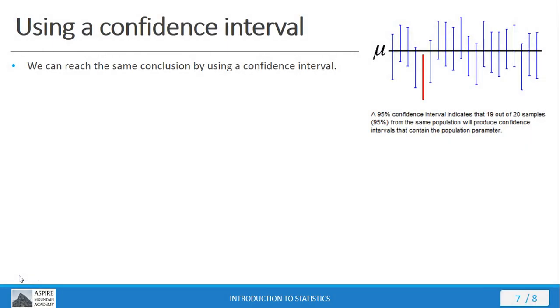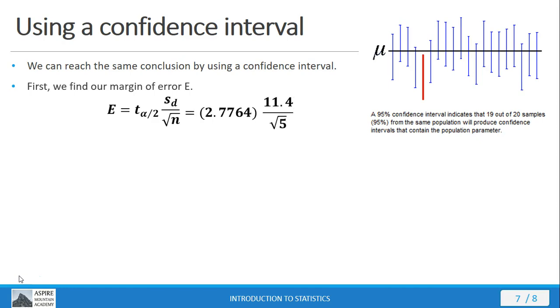Confidence intervals. Confidence intervals are going to work in a similar manner. First, you find your margin of error E, and you do that by just plugging the values you have into your equation there. So our critical value t sub alpha over 2 is 2.7764. Notice it's different than the critical value we just saw a moment ago. That's because this is t alpha over 2, so it's split among two tails, whereas the critical value we saw previously was all in one tail. So that's why the value is different.